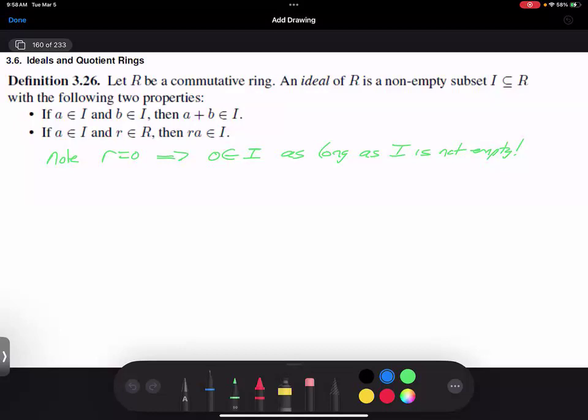And it's important to note that if we take R equals 0, well, 0 is then going to be an element of I. So as long as I is not empty, I will always contain 0. Then the question becomes, what else must the ideal contain? There are two ideals that you should always be able to tell me for a given ring. These are the no-brainer, obvious ideals. What are they?